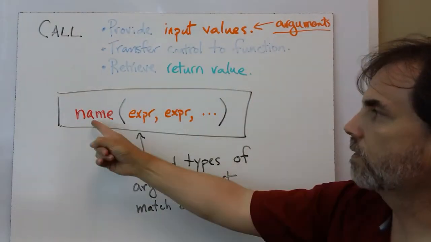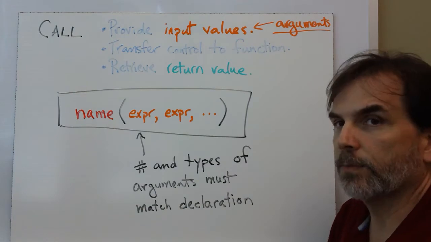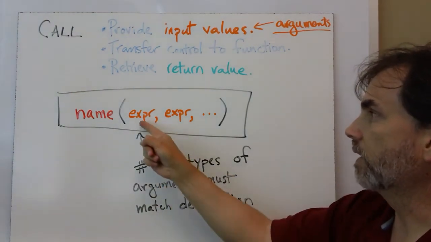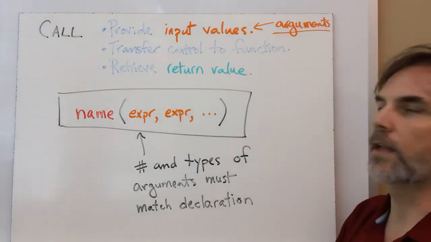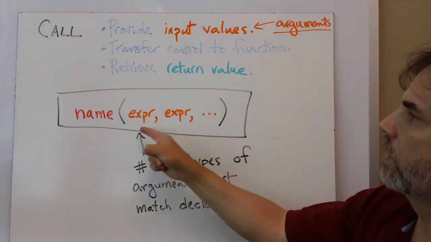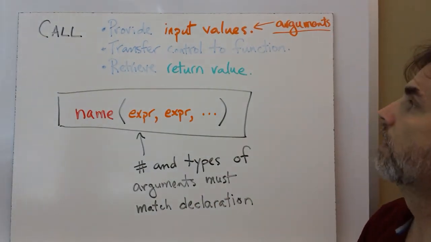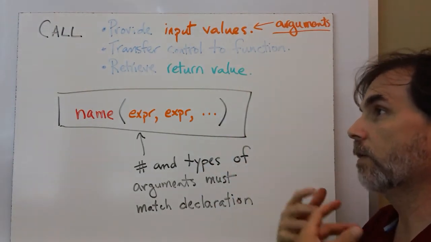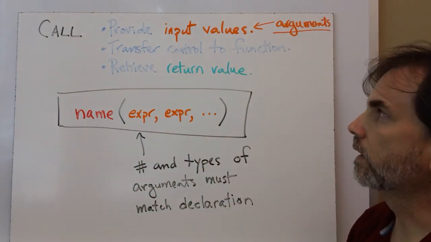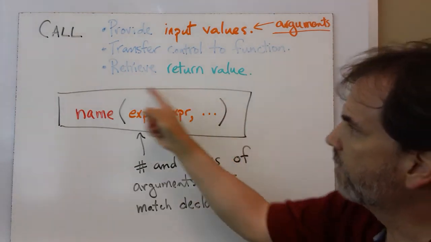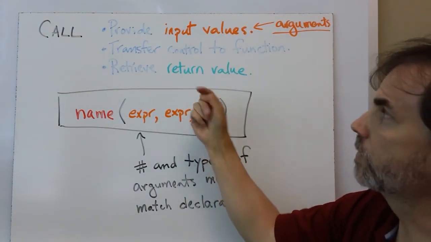The function call looks like this. We say the name of the function, open paren, and then we have a series of expressions, one for each input parameter. So the number and types of these argument values, arguments are bound to parameters, must match the declaration. So the call does three things. It provides values, it writes those values into the boxes for the inputs. It transfers control to the function, and then when the function gives control back, it retrieves the return value from the function and uses it. So the value associated with this expression is the value that's returned by the function.